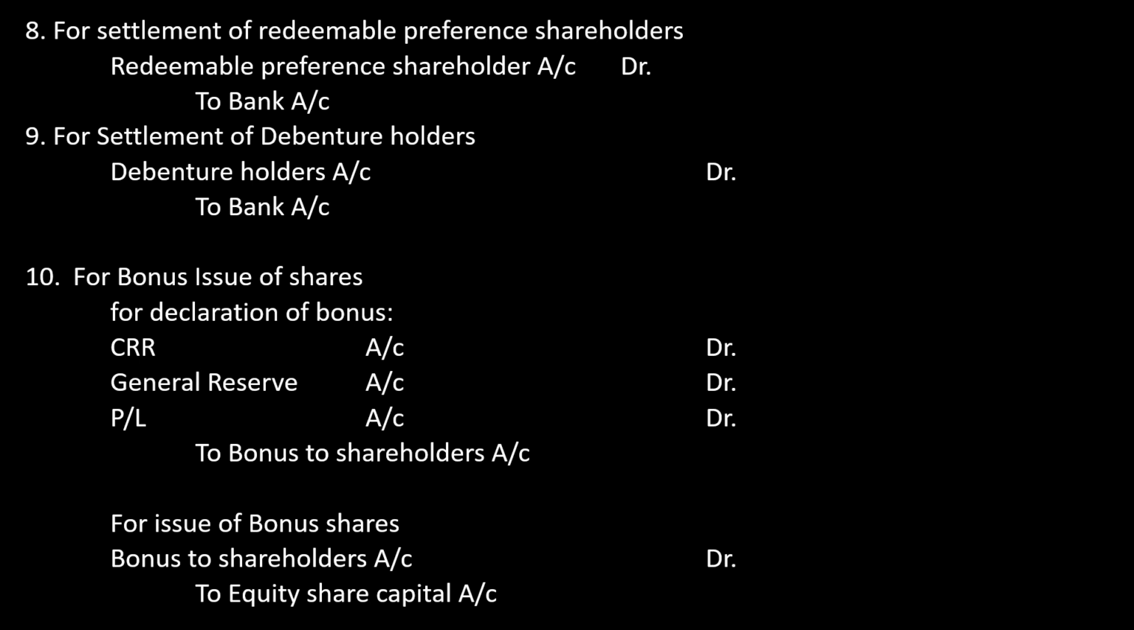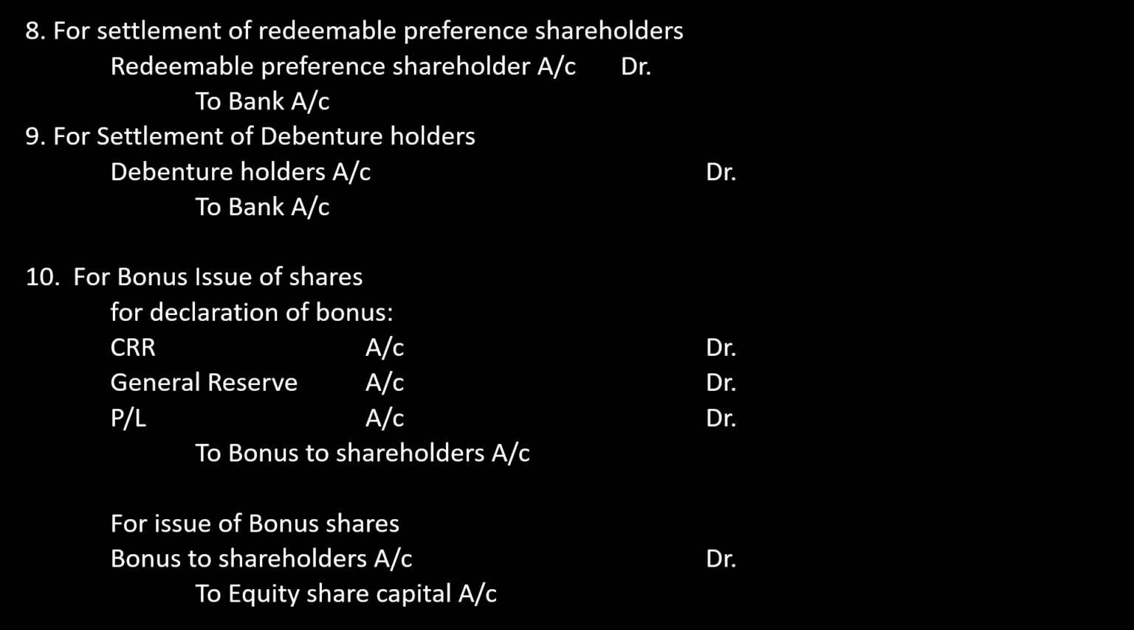Then bonus: if there's any bonus issued to equity shareholders, then you will pass these two entries. The first entry is for declaration of bonus, and the second entry is for issue of bonus shares. For declaration you will write CRR, P&L, general reserve, and P&L to bonus to shareholders. Then for issue of shares, you will write bonus to shareholders to equity share capital, whatever is issued. So this is all about your entries.